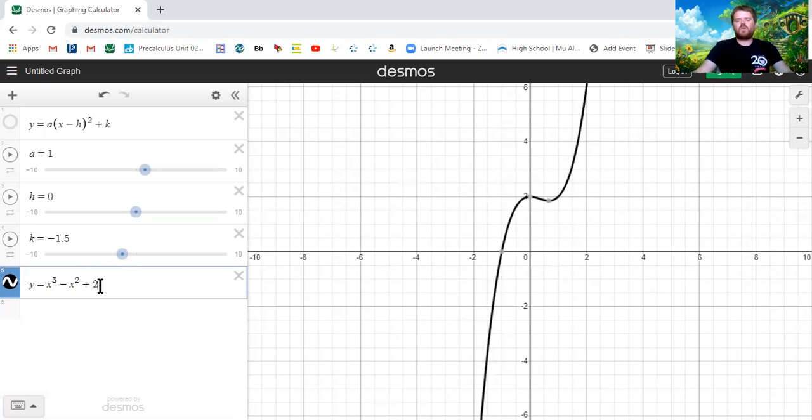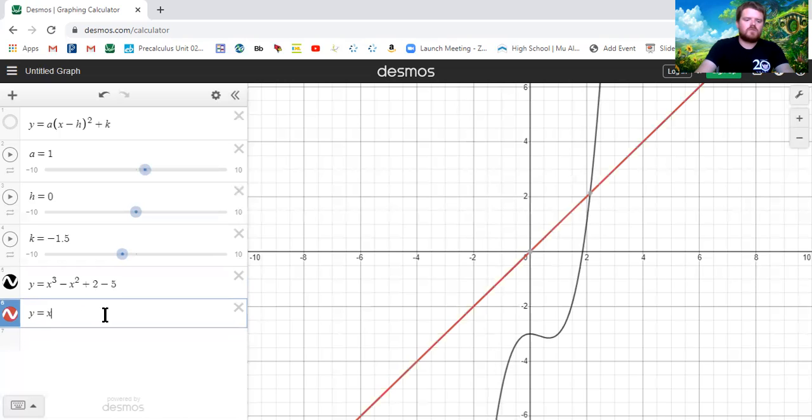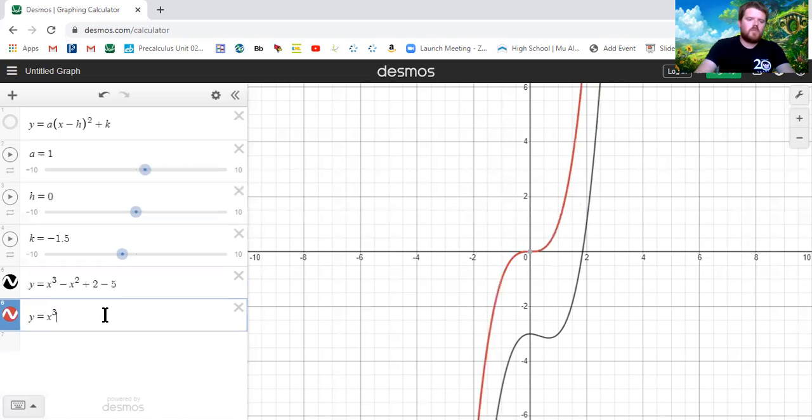So for instance, if I gave you y equals x cubed minus x squared plus 2, and I ask you to move it down 5, well, it's already at plus 2. So if I subtract 5, that would be the same as writing y equals x cubed minus x squared, and 2 minus 5 is negative 3.